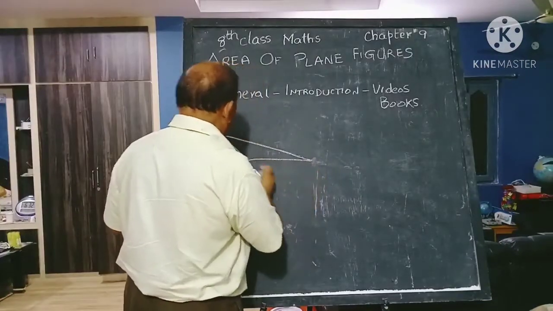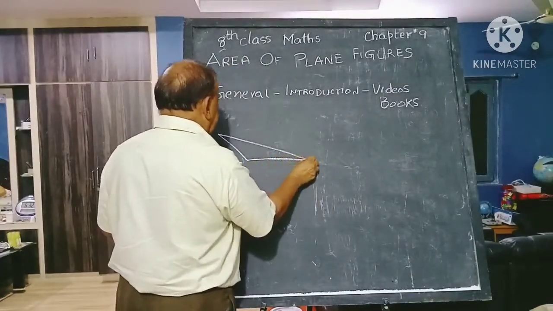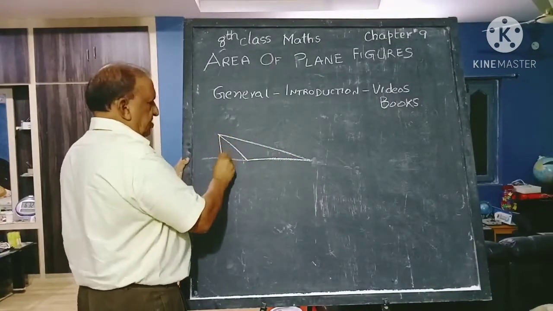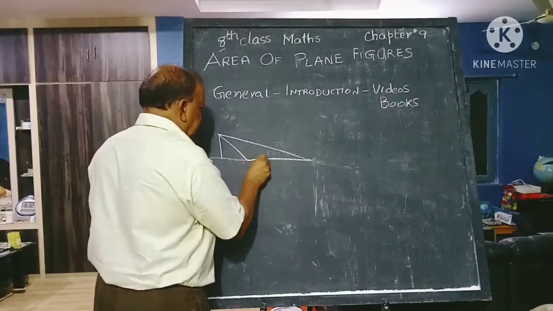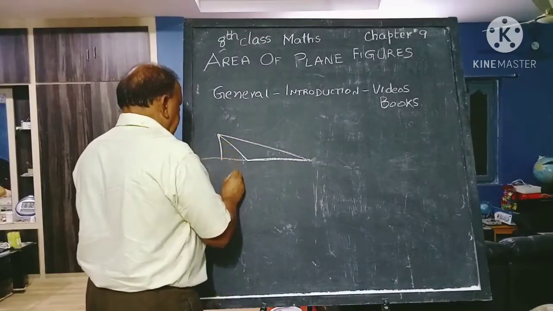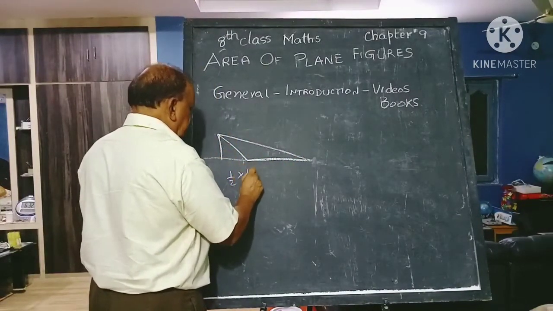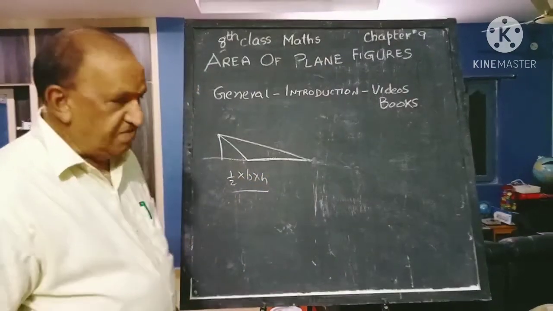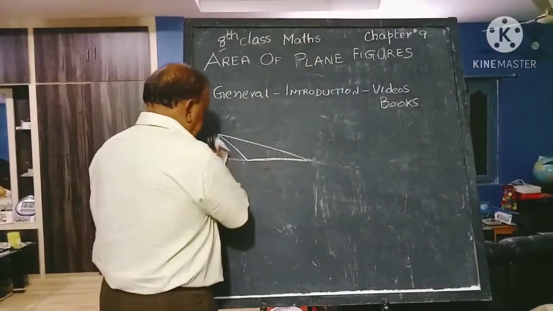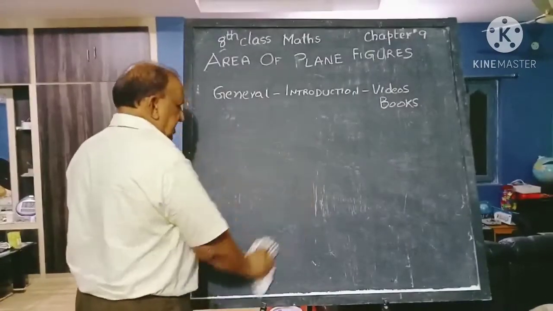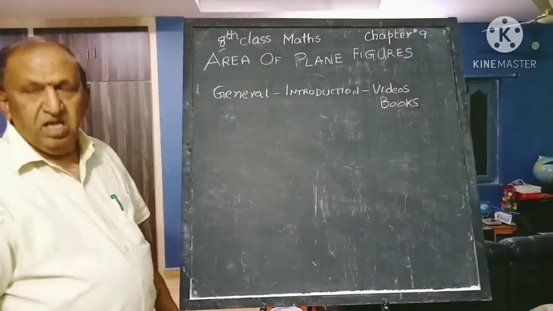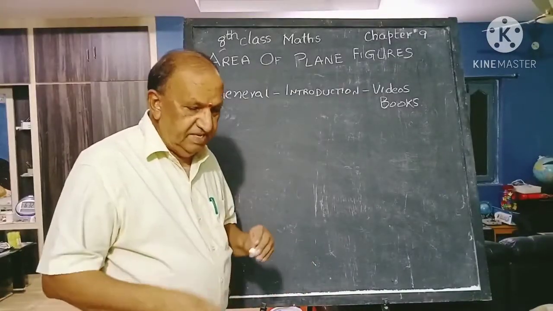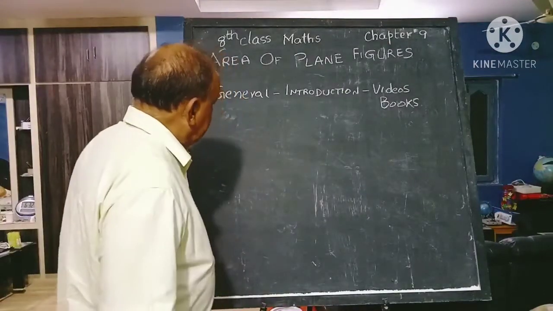Now I want to take this as base, but how do I draw the perpendicular from here? In that case, I will extend it and draw the perpendicular. In that case, if this is the base and this is the height, then it is half base into height. Got it? So no matter what type of triangle it is, whether it is a scalene triangle, an equilateral triangle, or an isosceles triangle, you should be able to find the area of the triangle without any difficulty.